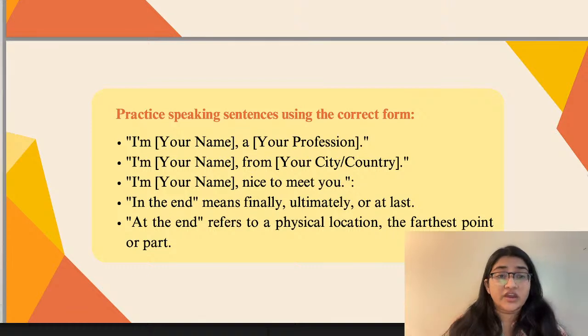This is what we have done until now. So, rule number 1 was the difference between in the end and at the end. So in the end means finally, ultimately, or at last. And then we had at the end, which meant physical location or the farthest point or part.